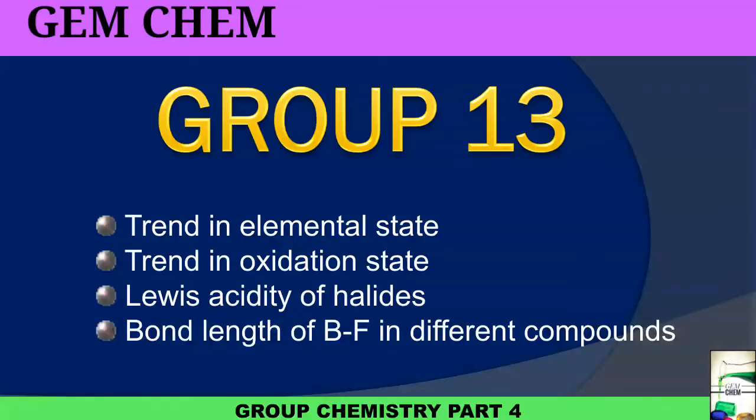Next we will deal with group 13 elements. For this particular video, we are going to deal with the trend in elemental state, the trend in oxidation state, Lewis acidity of halides, and the bond length of the boron-fluorine bond in different compounds. Before starting this portion, you have to understand that a few topics from periodic properties are required to understand this topic. So first, do see all the videos on periodic properties. I will give the link in the description box as well as the I button present above this video.